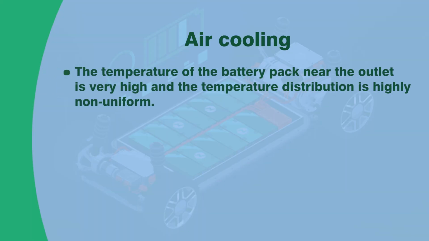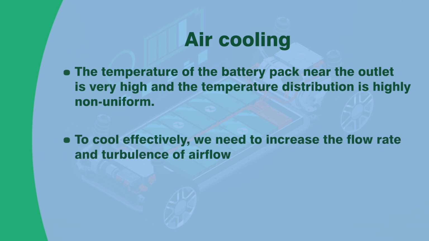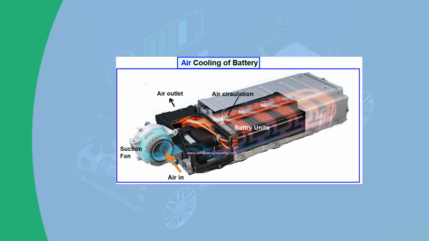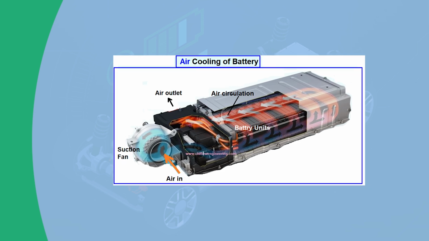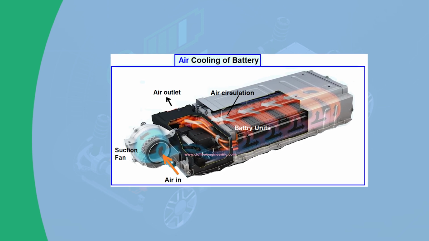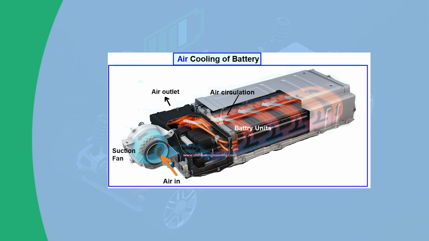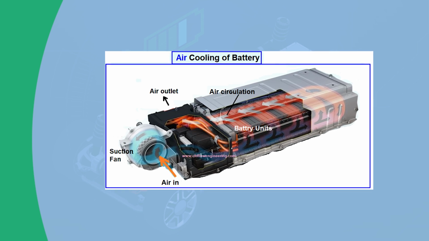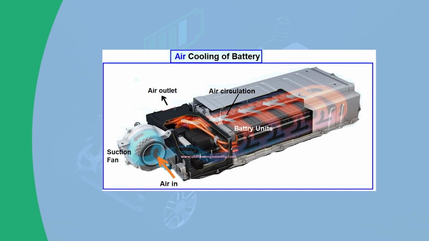So, the temperature of the battery pack near the outlet is very high and the temperature distribution is highly non-uniform in case of air cooling, and to cool effectively we need to increase the flow rate and turbulence of air flow. The figure shown is the air cooling of a battery. As you can see, the air is getting circulated in between the battery pack, like you can see the arrows which indicate the air circulation.